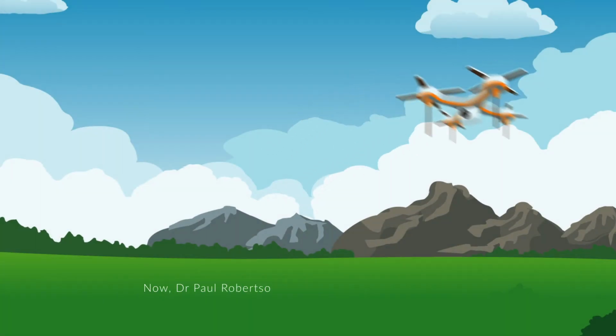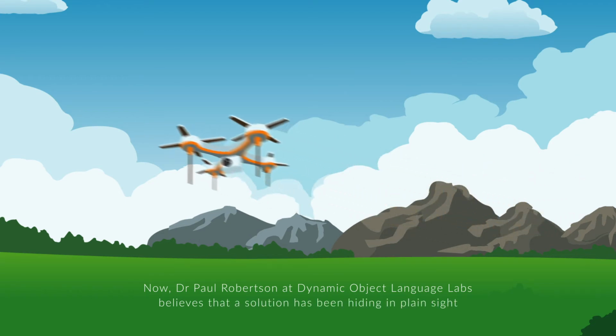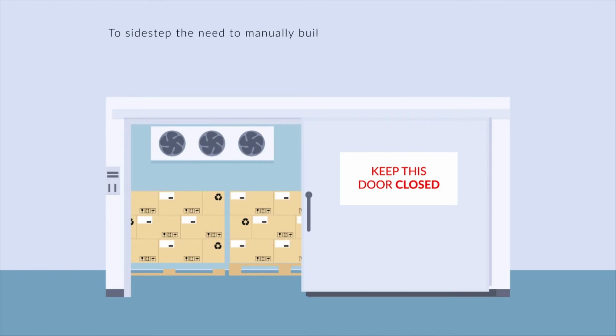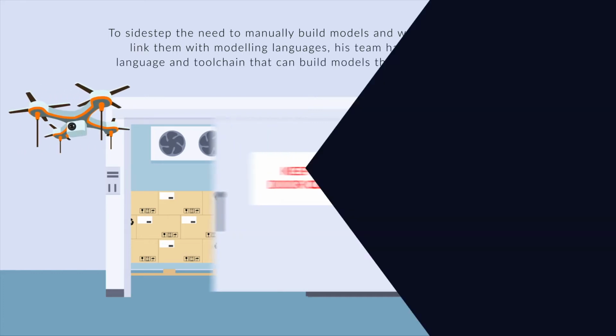Now, Dr. Paul Robertson at Dynamic Object Language Labs believes that a solution has been hiding in plain sight, machine learning itself. To sidestep the need to manually build models and write programs that link them with modeling languages, his team has created a new language and toolchain that can build models themselves, using only sensor data.